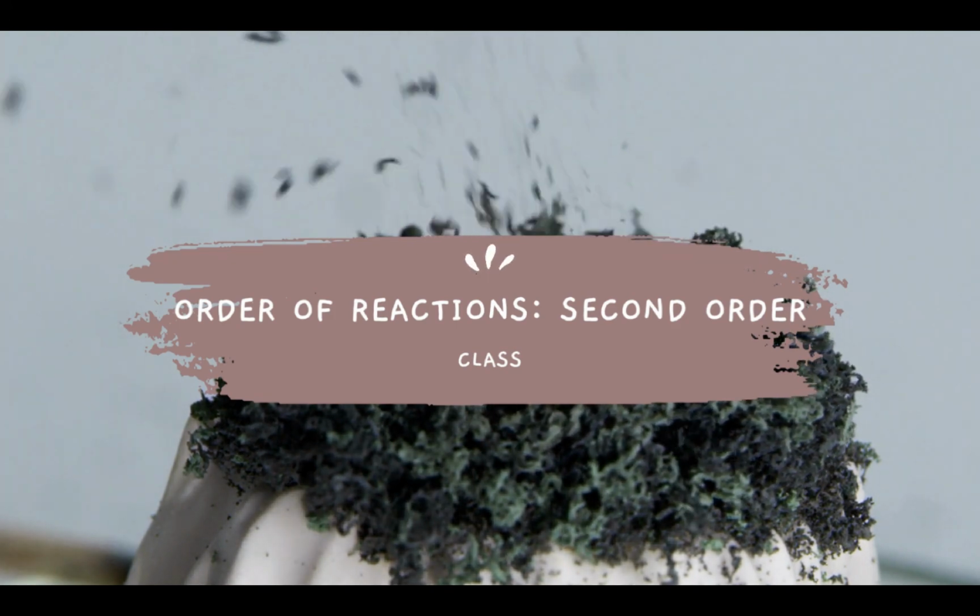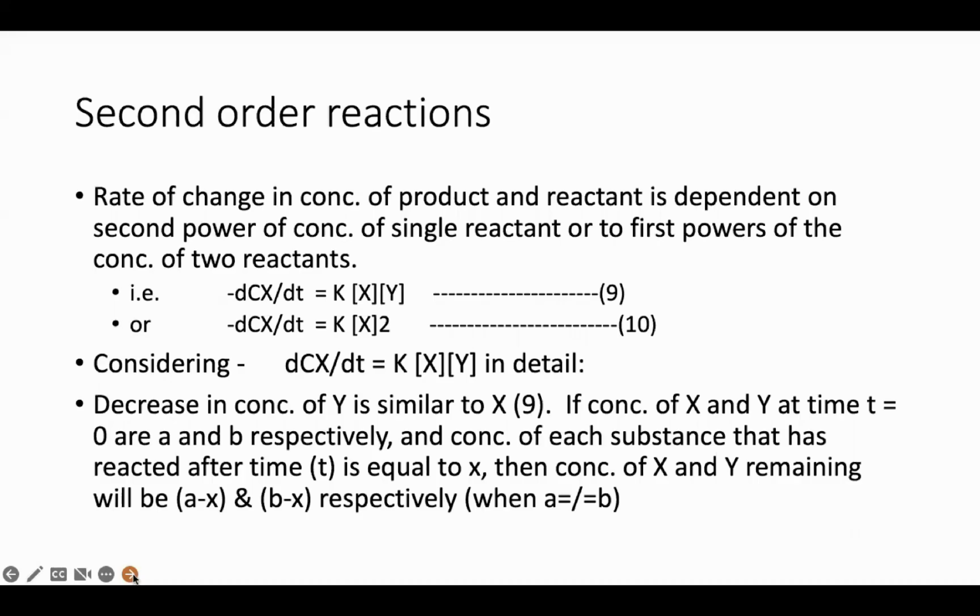Now, let's talk about second order reactions. In second order reactions, the rate of change in concentration of the product and reactant is dependent on the second power of the concentration of a single reactant, or the first powers of both X and Y, the two reactants. So it's either there's one reactant with a second order of reaction, or there are two reactants, X and Y, that are both contributing at the first order of reaction to form the product, right?